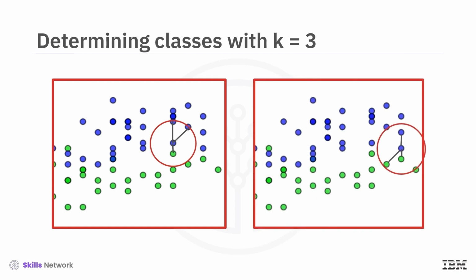Looking at another point, showing its nearest 3 neighbors, you can see that the majority class is green, or versicolor. Thus, KNN would incorrectly classify this iris.